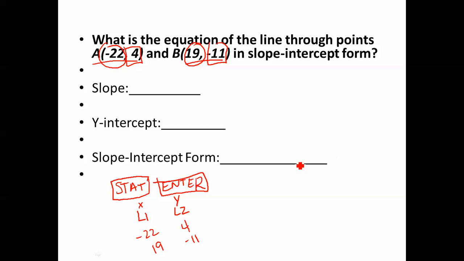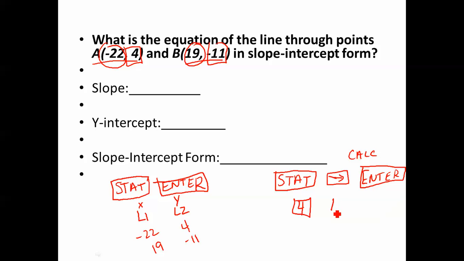Now I'm going to come back and push stat again, the stat button. I'm going to push the arrow over to the right button. Then I'm going to hit enter for under calc. I've arrowed over to calc, and I'm going to push enter. Then I'm going to push the number 4, and I'm going to push enter again. It's going to bring up a screen that says y equals ax plus b.